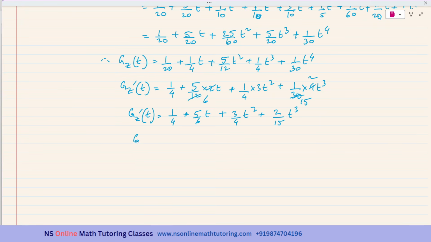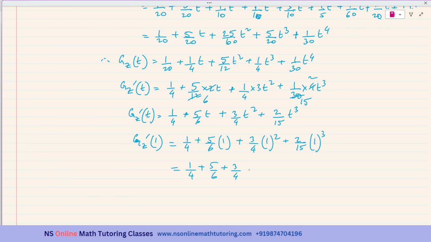Okay, so G_Z'(1) is equal to 1/4 plus 5/6 times 1 plus 3/4 times 1² plus 2/15 times 1³. So this is equal to 1/4 plus 5/6 plus 3/4 plus 2/15.